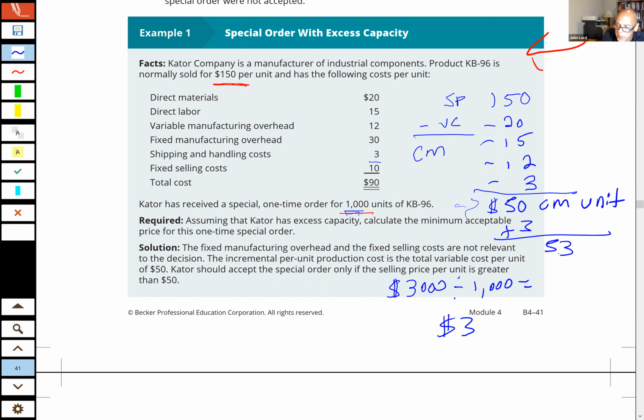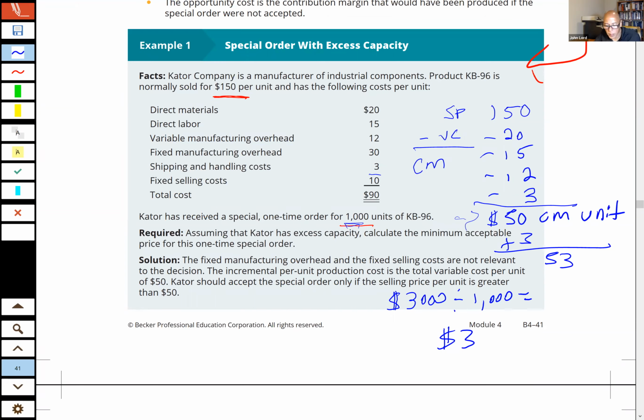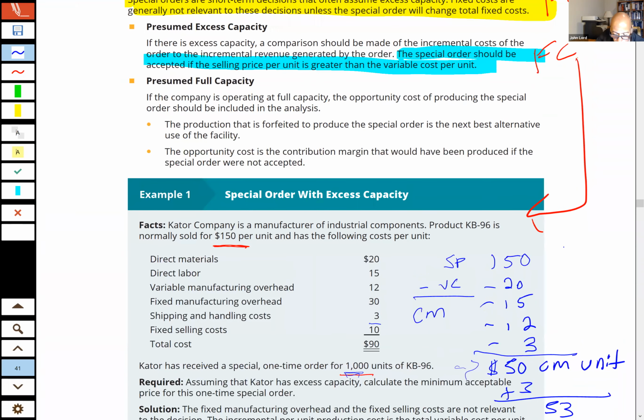So I have to at least sell this for 53 bucks, don't I? Yes. To get about 3,000 profit. Good. Excellent. Okay. Very good. Somebody's on fire today. All right.